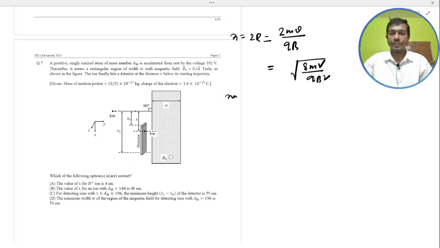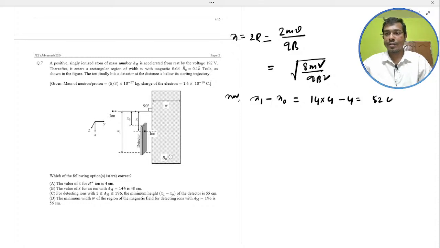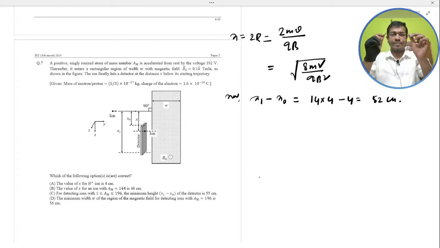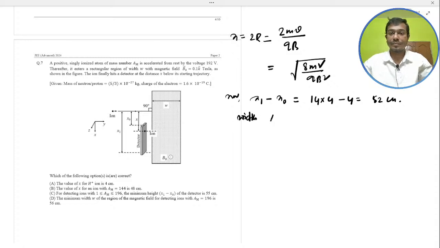Now x1 minus x0 is equal to 14 into 4 minus 4. This is 52 cm. So the minimum width W for M equal to 196, that means the R is equal to 28 cm.